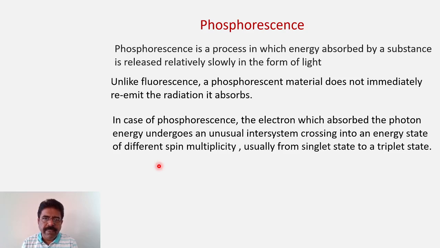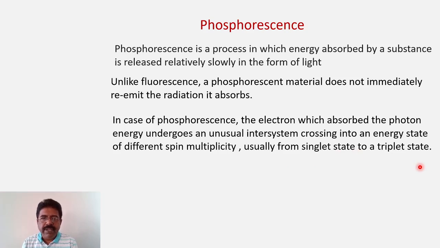So what happens in case of phosphorescence: the molecule is excited from the ground state, where it was in a singlet state, to the excited state, where it is also in a singlet state. But during the downward transition, when collisions with other molecules take place, it comes down to another vibrational level. During this process, if the energy of the vibrational level of the singlet state matches the triplet state, there may be an unusual intersystem crossing into an energy state of different spin multiplicity. That means from singlet state to triplet state.